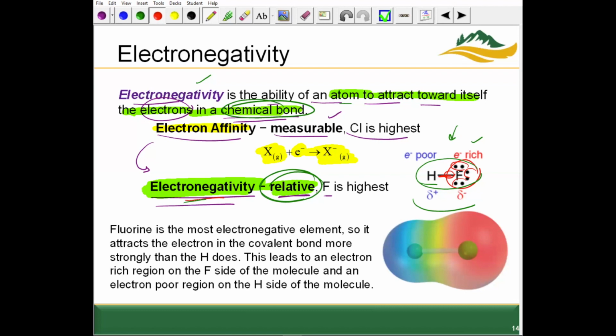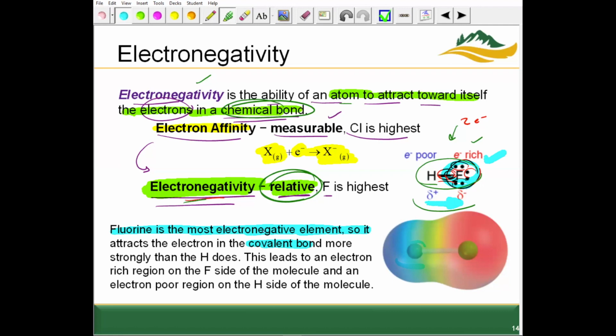This bond here, the two electrons that are within that bond here, fluorine has a greater electronegativity, so it wants to pull those two electrons, that electron density, closer to its atom compared to hydrogen. When fluorine is in a bond with any other atom, fluorine is always the most electronegative. It's the most electronegative element there is. So within a covalent bond, fluorine will always pull more electron density towards its atom.